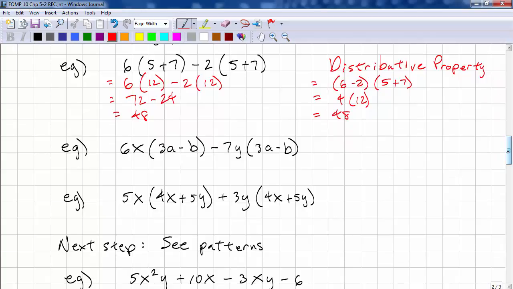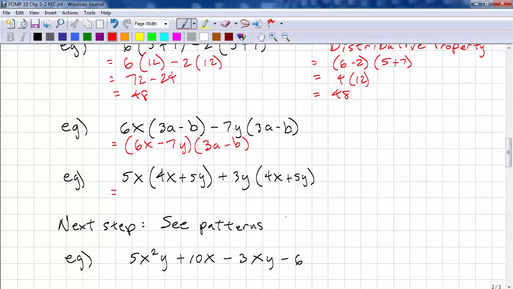Okay, let's look at doing this with polynomials. We see a pattern, 3a minus b. So we can take the 6x minus 7y and make that into a binomial. And then we just copy the second binomial.